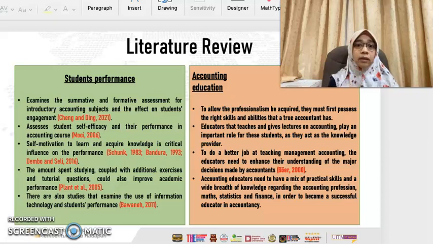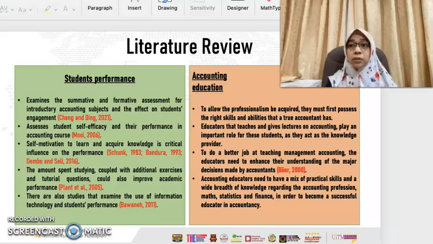The amount of time spent on studying with additional exercises and tutorial questions can also impact performance. There are also studies that look into various perspectives, for example the use of information technology and the impact of using it on student performance. There are various other studies on student performance, and there are various factors that can influence it.